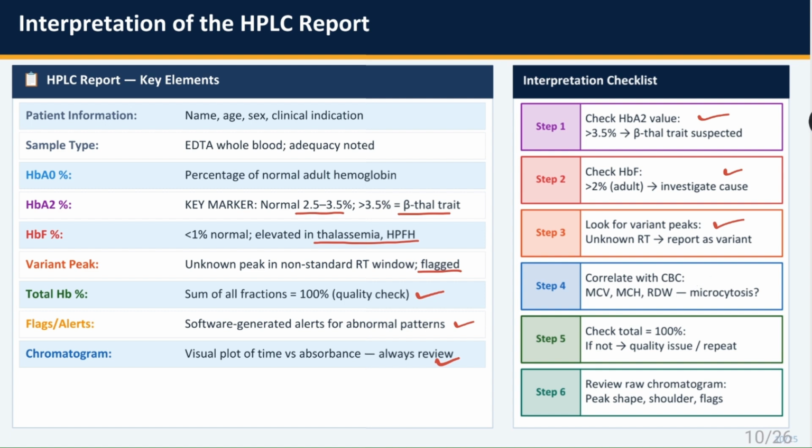And the HPLC report should always be correlated with the CBC, and the total area and the total percentage of all the hemoglobin fractions should be around 100%. If not, then there is some quality issue, or we should repeat the test. We should always review the raw chromatogram for peak shape, shoulder, or if a flag is coming.